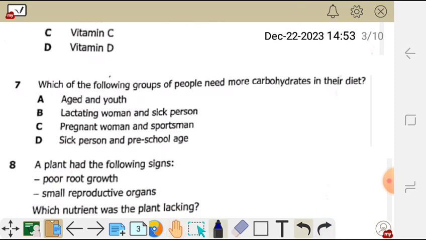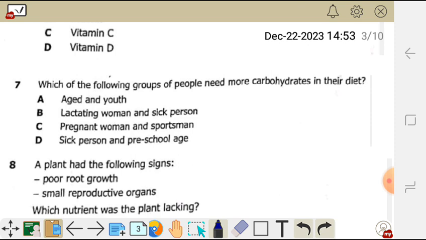Which of the following groups of people need more carbohydrates in their diet? A, aged and young. B, lactating woman and sick person. C, pregnant woman and sportsmen. D, sick person and preschool age. The correct answer here is pregnant woman and sportsmen. Sportsmen need more energy. When you are doing sports, you need energy for the muscles to contract and relax. Then pregnant women also need energy.